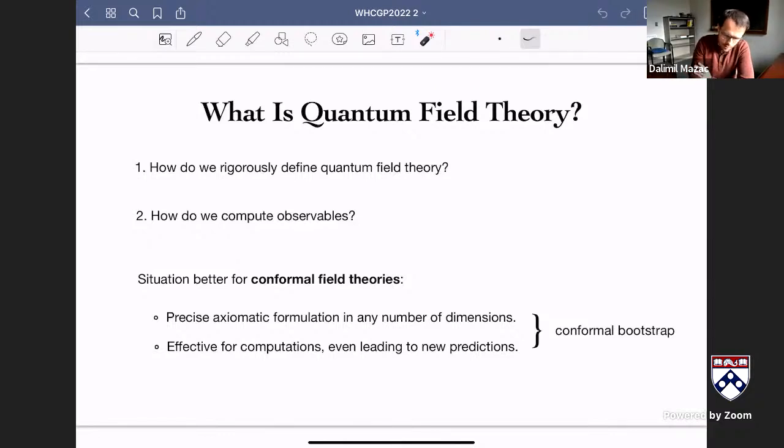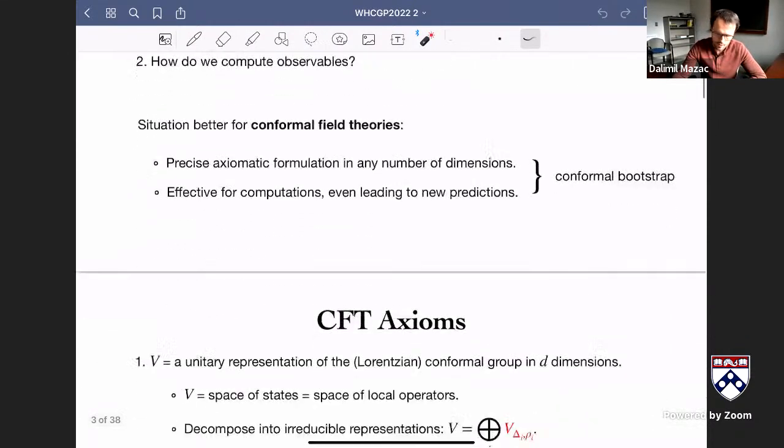So this is an approach which applies to conformal field theories and which to a large extent addresses both 1 and 2. So conformal bootstrap is some precise axiomatic formulation of conformal field theory in any number of dimensions. So it's not just in 2 dimensions, but in general number of dimensions. It works pretty well. And it is also good at addressing 2. So it's effective for computations and sometimes even leading to new predictions, as I'm going to review in a second. So yeah, that's conformal bootstrap.